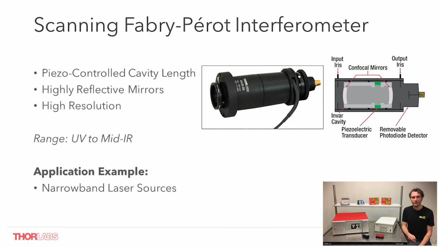The first instrument I wanted to talk to you about is the Scanning Fabry-Perot interferometer. It's a cavity consisting of two highly reflective mirrors, and the length of this cavity is tightly controlled with piezoelectricity. This makes it easy to resolve really narrow spectral characteristics of your narrowband laser source.